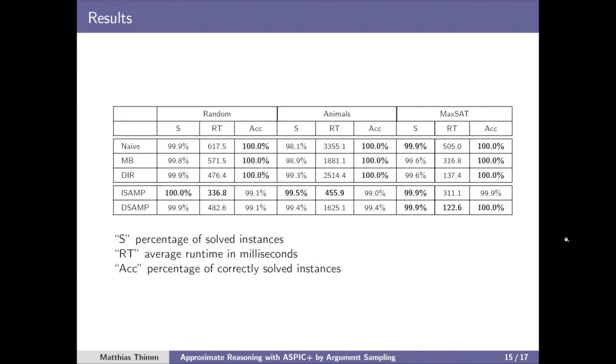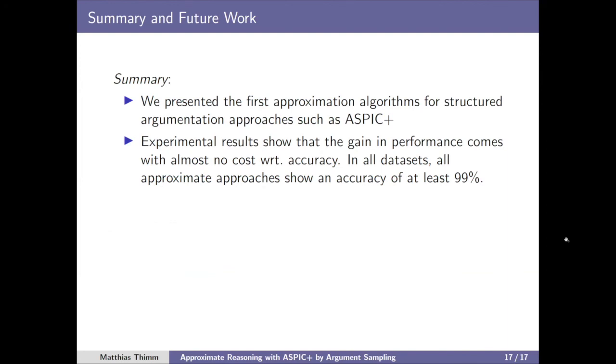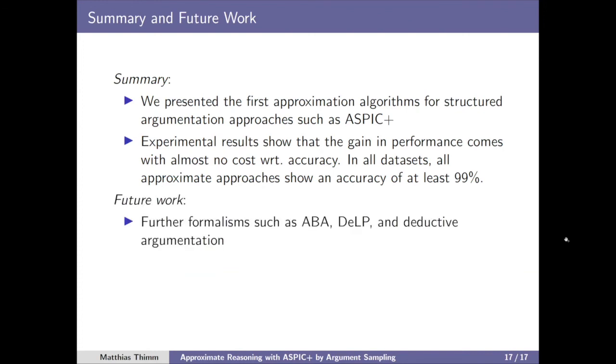Okay, so time's up, unfortunately, so I come to the conclusion. I gave you very simple ideas on how we can do approximation algorithms for ASPIC+ or structured argumentation in general, and the takeaway message is that we gain some improvement on performance without losing significant accuracy. Of course, what we can do is apply these things to other structured argumentation approaches in a very similar way.